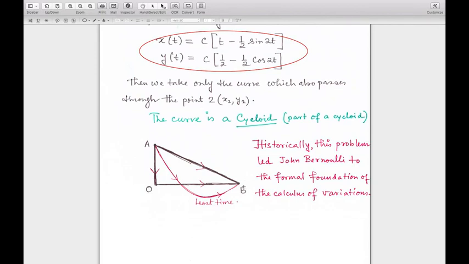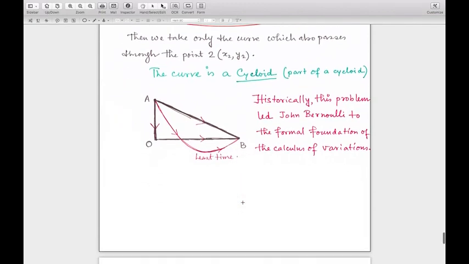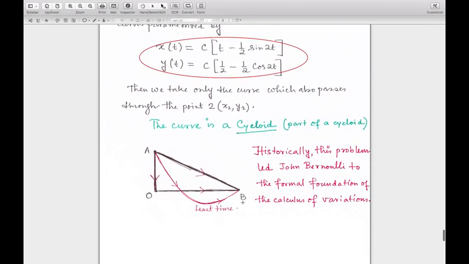Historically, this was the problem which led John Bernoulli, one of the forefathers of hydrodynamics, to the formal foundation of the calculus of variations. So he was the founder of the calculus of variations, which we learn today. So that was all about this mathematical technique and its application.